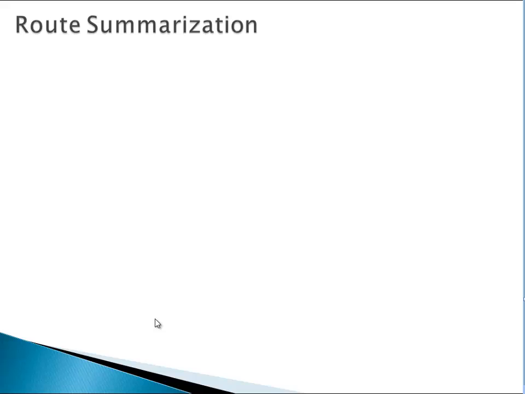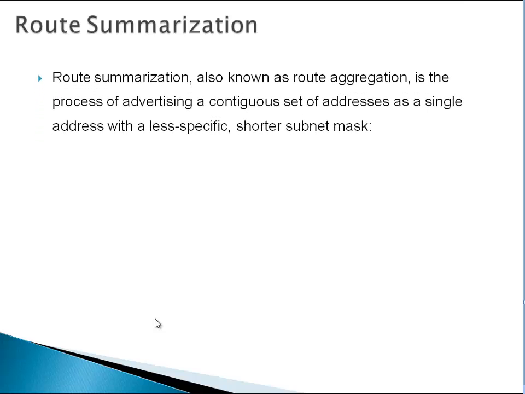Summarization, or route summarization, is also known as route aggregation. It is the process of advertising a contiguous set of addresses as a single address with a less specific, shorter subnet mask. So like we said, I have networks 1 to 10. Instead of saying to you, I got network 1, then sending another one, I got network 2, I got network 3, I can just send you one packet that says, I got networks 1 to 10. That's it.